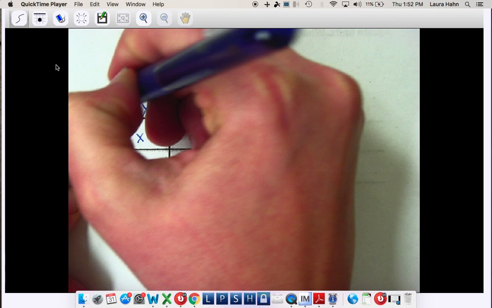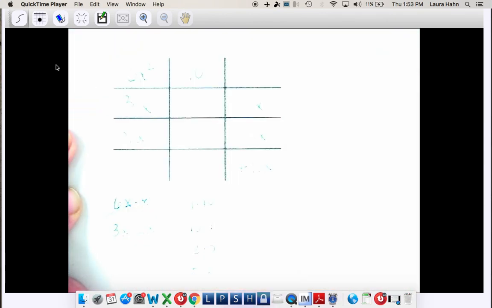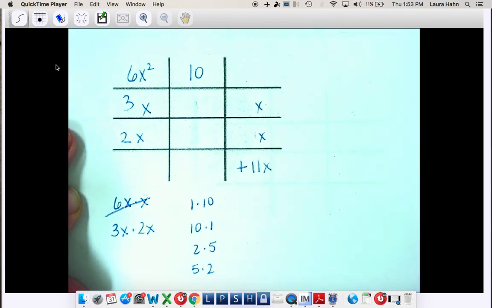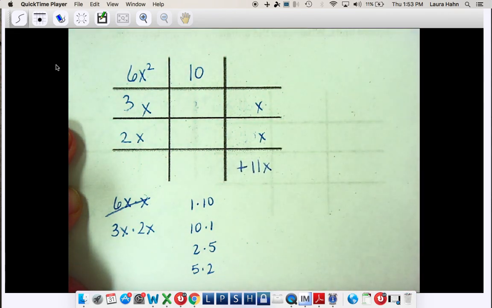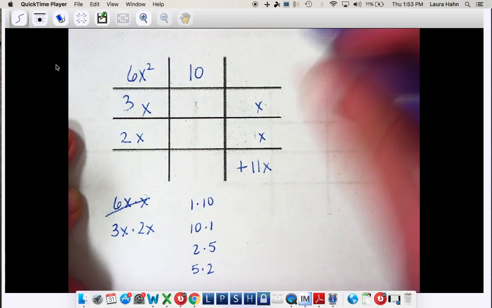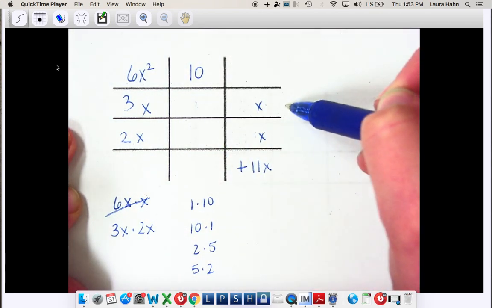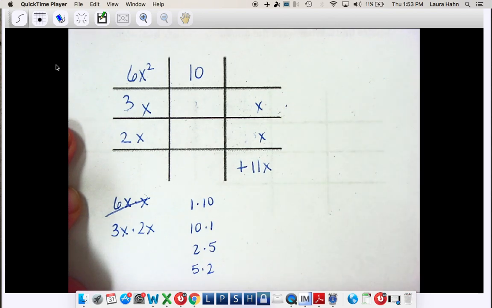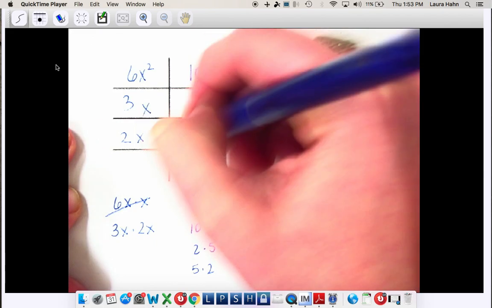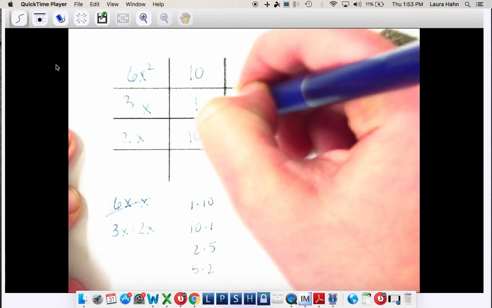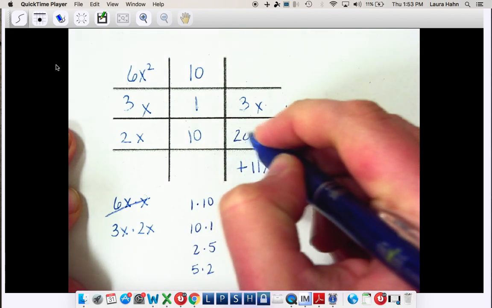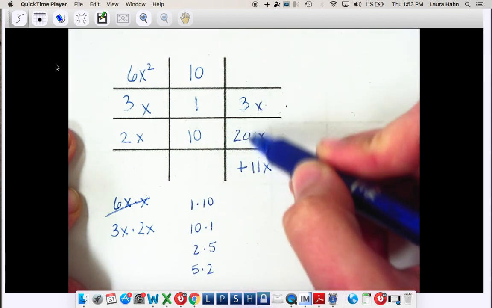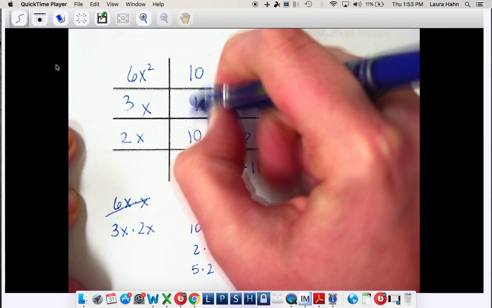So now let's try 3x and 2x. Same idea. Let's use a little bit of common sense. So now I'm trying to get to 11. Let's try, if I put a 10 right here, that's going to give me 30. So 30 to get to 11, that's kind of rough. So let's try the other way. Let's try the 1 and the 10 here. That's 3x as I multiply across. That's going to give me 20x. I can't get from 3 and 20 to get to 11, so that's not right.